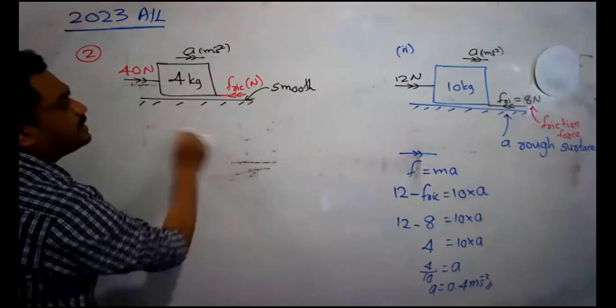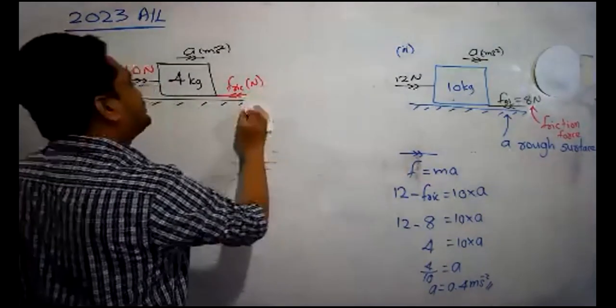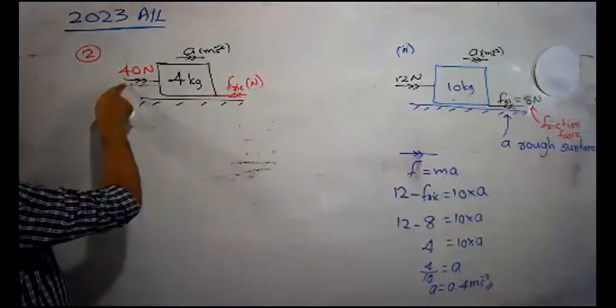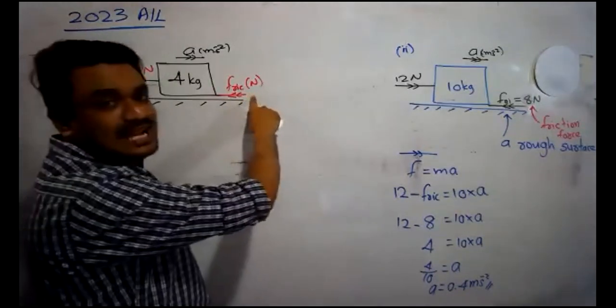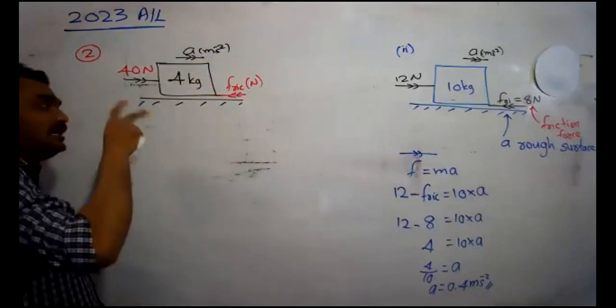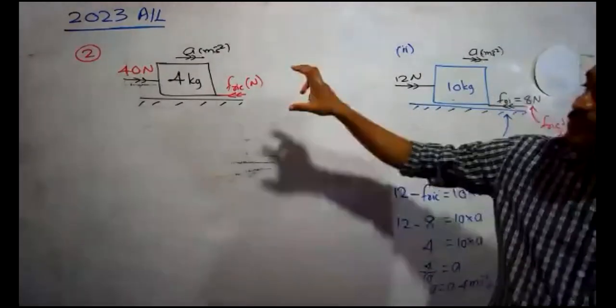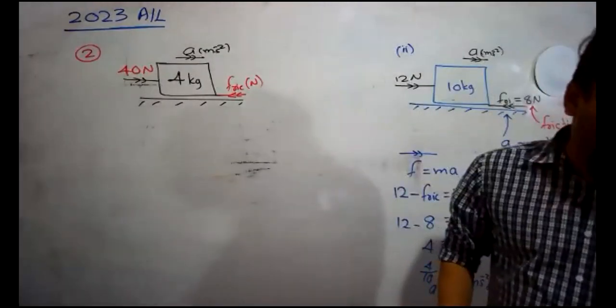Right, please draw this figure here. Still, I didn't give you the question. Just draw the figure and wait. I have given the external force as 40 Newton. I have marked the friction force as FRIC. I have marked the acceleration, but there are few other things to be marked. Please draw the figure and wait until I give you the questions.